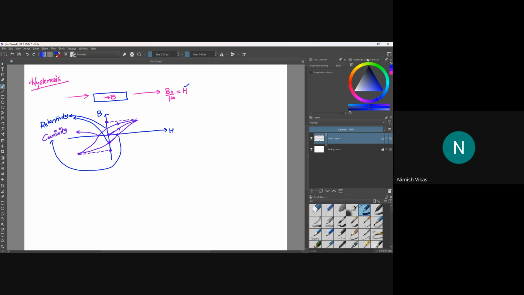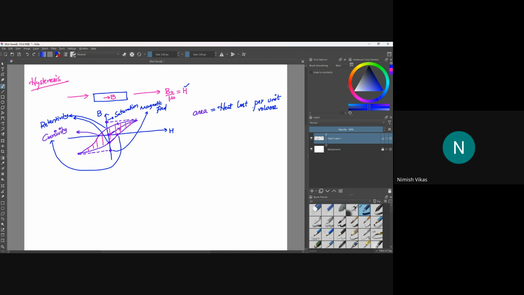Things to note: retentivity, coercivity, this is saturation magnetic field. This is also the same thing. And the area under the graph, which area? This area. That area will give you the heat lost per unit volume in one cycle. We don't have to worry about the proof of that. It's not there in your syllabus, so don't worry about that.